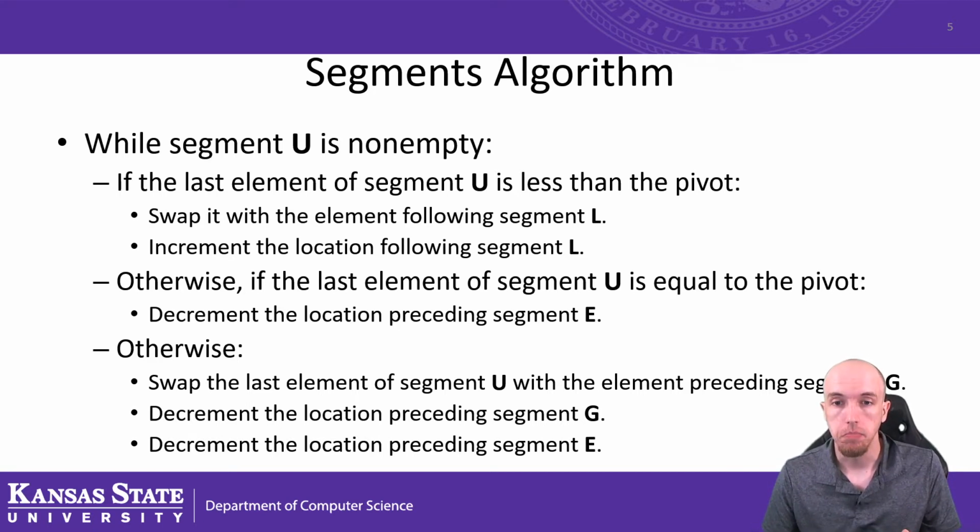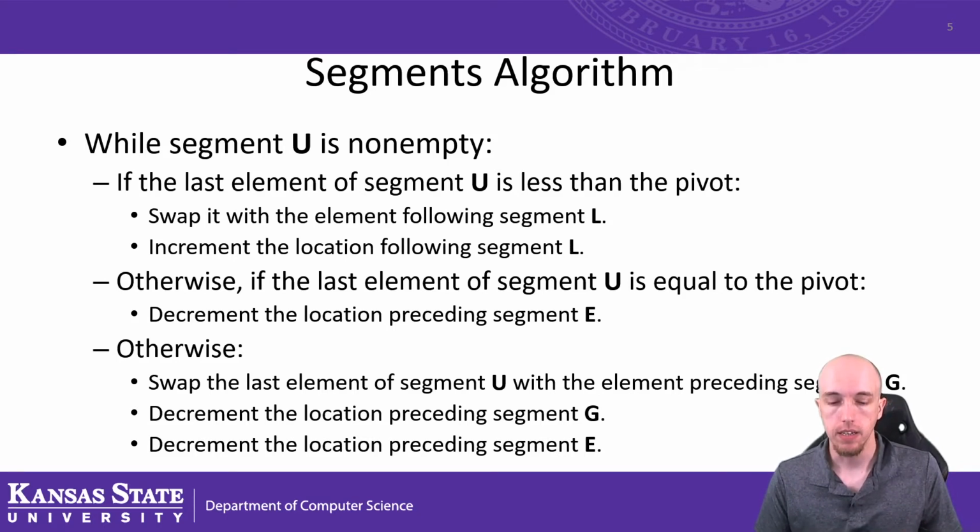After this is completed, we have correctly created a less than, equal to, and greater than segment that we can then recursively sort for the less than and greater than portions, because the equal to portion is already in sorted order.